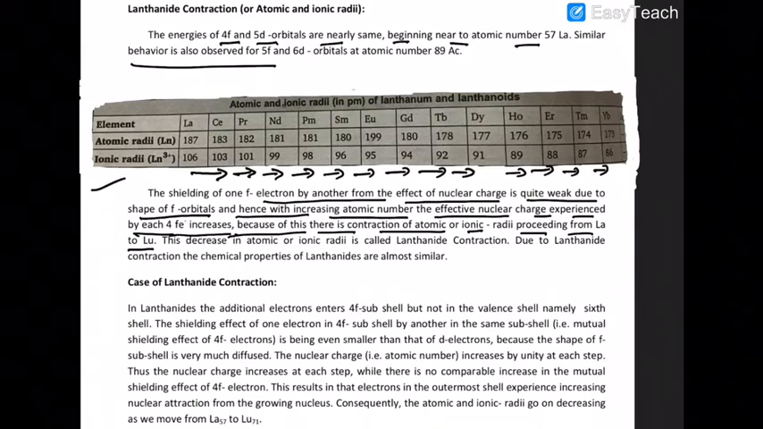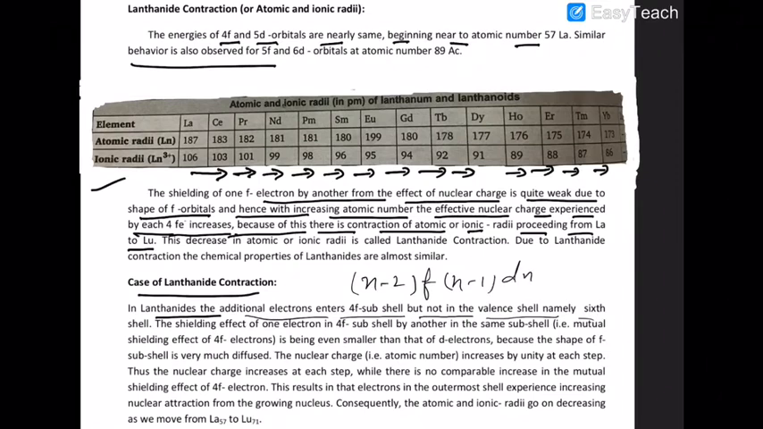So let's look at what is the cause of the lanthanide contraction. In lanthanide contraction, the additional electron enters the 4f sublevel but not the valence shell. It means, because its configuration is what? (n-2)f, (n-1)d, ns. So the electron does not enter (n-1)d. In place of that, it enters 4f, that is n minus 2.